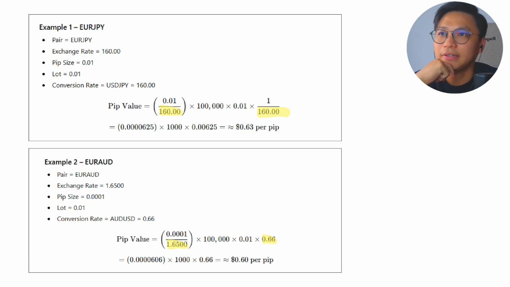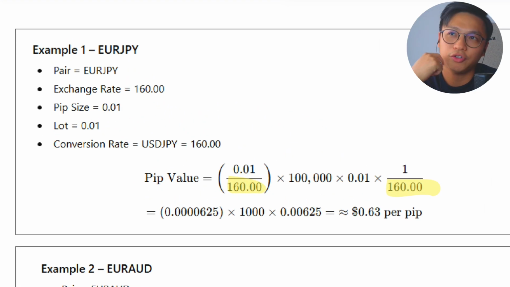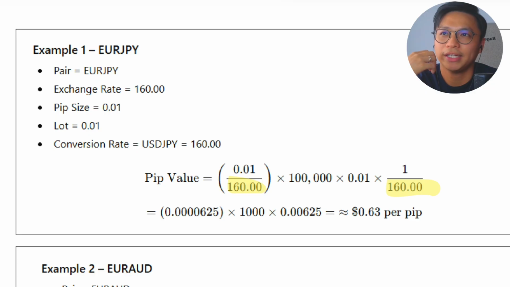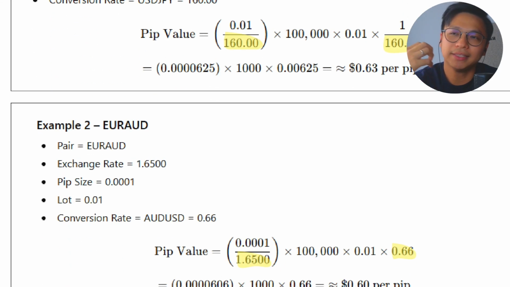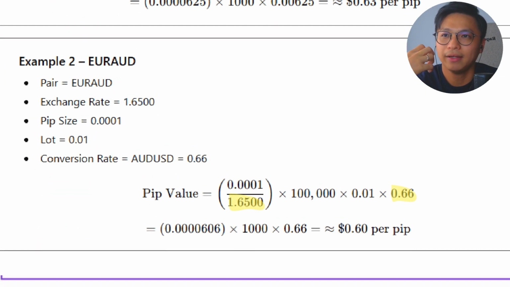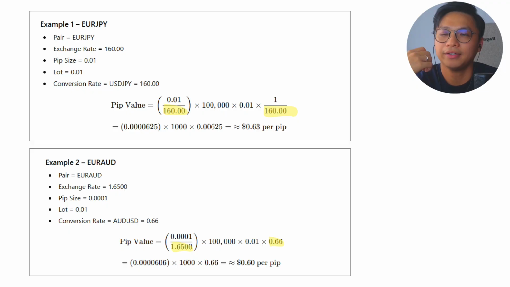Let's say we are trading the pair Euro Yen. The exchange rate for dollar yen is, let's say, 160. The lot size is, let's say, we are trading 0.01. So how much is the pip value? There is a formula here: the lot size divided by the exchange rate times 100,000, the standard lot, times your lot size. If you are trading another currency pair, you can see that I have highlighted here that's the difference. You have to change the exchange rate. That's how you get it.